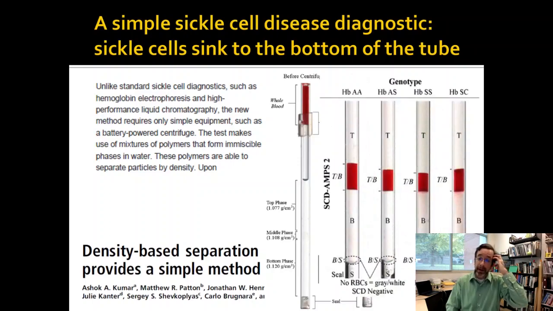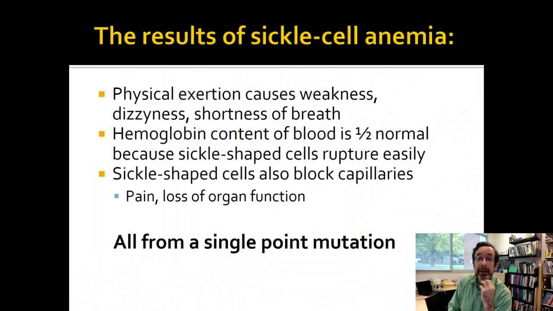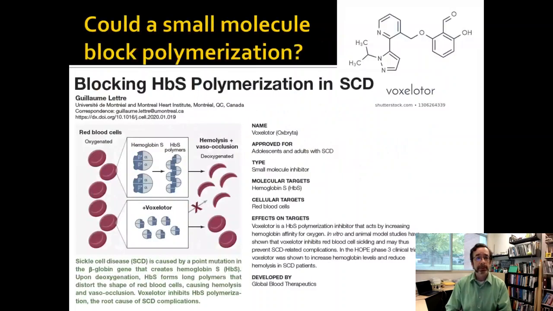So I just want you to see, and here's an idea. SCA negative doesn't have a band down there. SCA positive, you see a little red band at the bottom of the tube. Lots of dense cells. And so this means that all these symptoms that we talked about happen all because of a single point mutation.